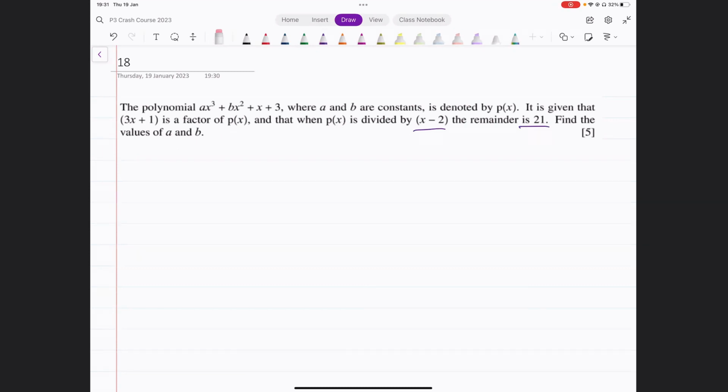Now, remember what factor means? Factor means that the remainder is equal to 0. So we've got this polynomial, which they are denoting by p of x. P of x equals ax cubed plus bx squared plus x plus 3. This is the polynomial. We're given that 3x plus 1 is a factor. What that means is, when we divide by 3x plus 1, the remainder turns out to be equal to 0. That's one piece of information that we're given.